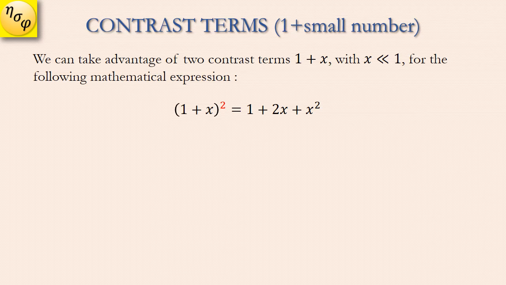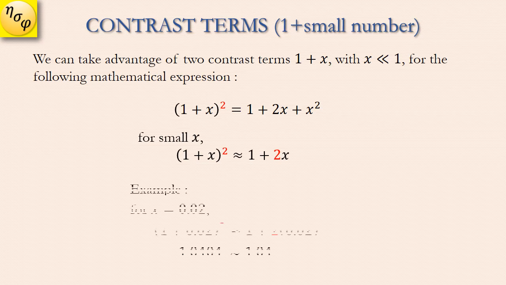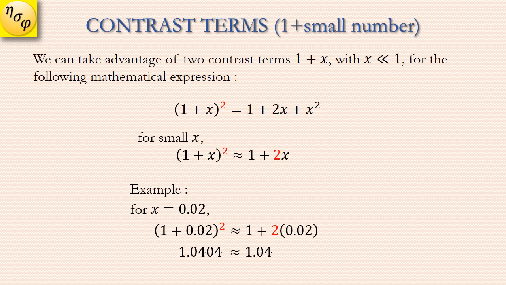The third topic is working with two contrast terms, 1 plus a small number. We can take advantage of two contrast terms 1 plus x with x less than 1 for the following mathematical expression, 1 plus x squared. For small x, 1 plus x squared can be approximated using 1 plus 2x. For example, for x equals 0.02, the exact answer is 1.0404, which is close to the approximation, which is 1.04.